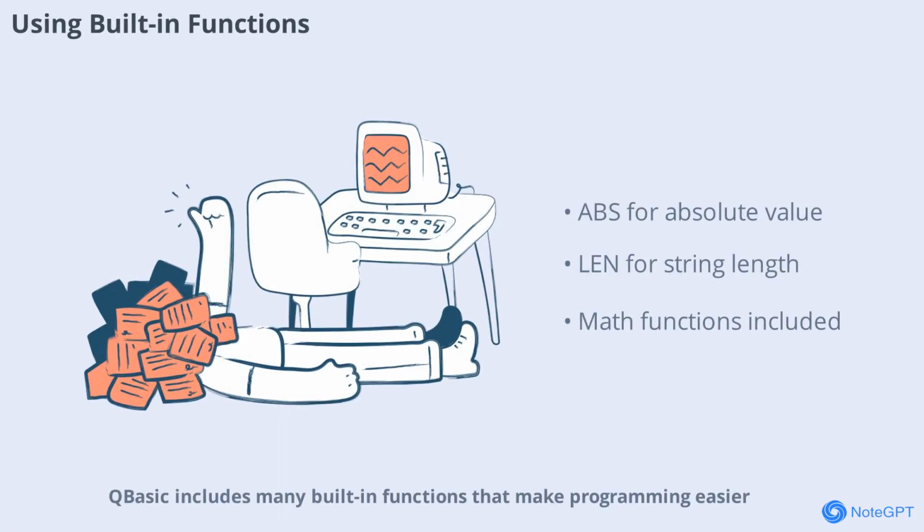QBasic includes many built-in functions that make programming easier. For example, the abs function returns the absolute value of a number, while the len function gives the length of a string. There are also mathematical functions like sin, cos, and sqr for trigonometry and square roots. Using these functions saves time and reduces errors, as you don't have to write the code from scratch. Learning to use built-in functions effectively will make your programs more powerful and efficient.